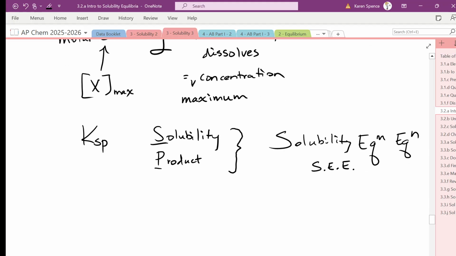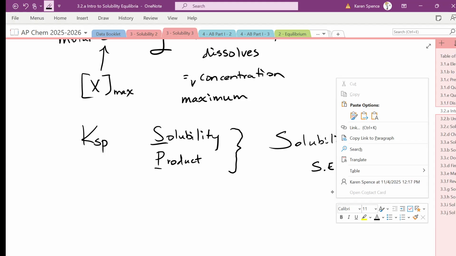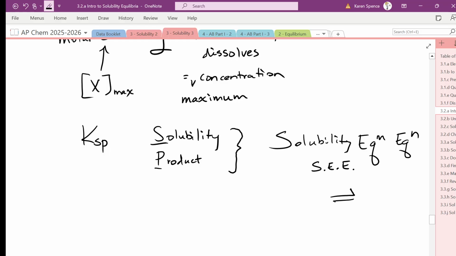And in the solubility equilibrium equation, obviously we would need to have what kind of arrow? Equilibrium arrow. And where does the solid go in a solubility equilibrium equation? It goes on the left. So here's our solid. And on the right goes our ions.